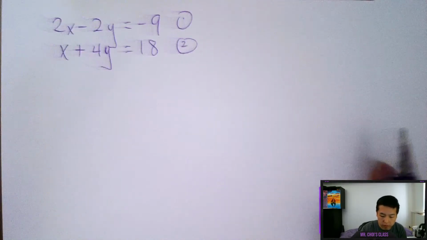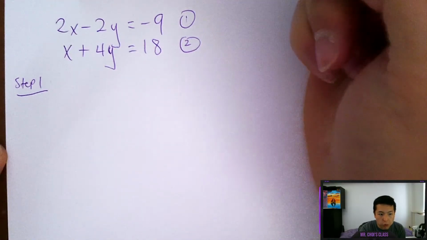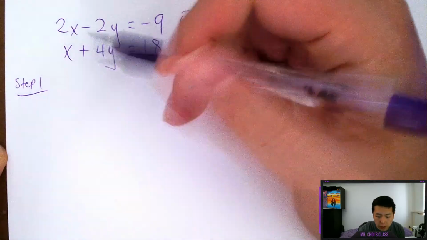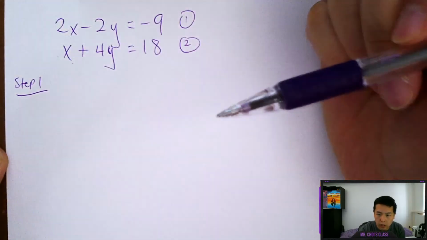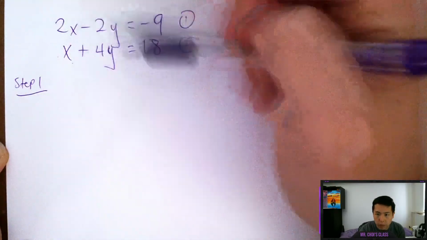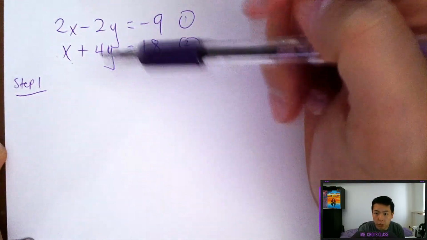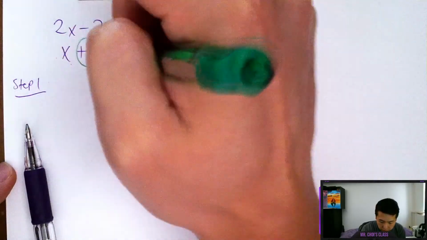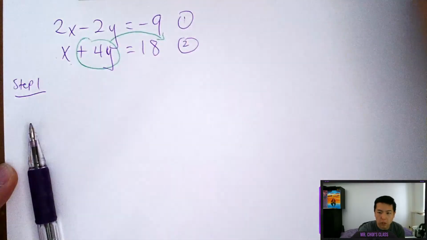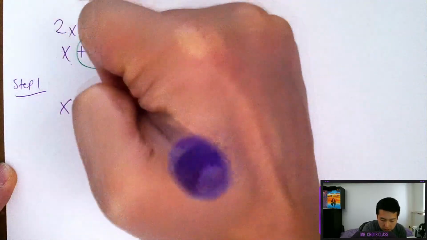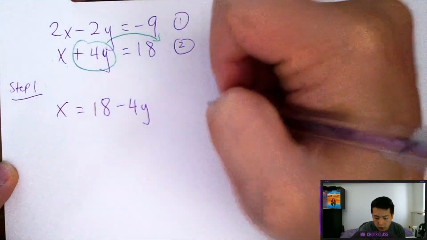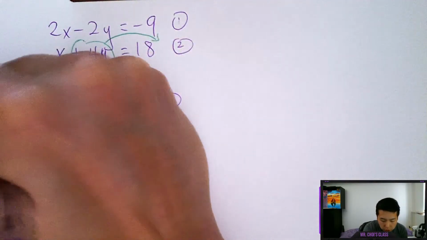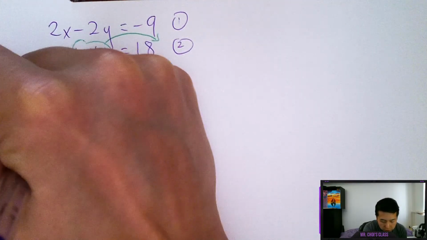So, step 1. We would take equation 2 in our situation because we have x with a coefficient of 1, in comparison to our other variables that have other numbers like 2 and 4. So when we isolate, we're going to take equation 2, move the plus 4y, and we get x is equal to 18 minus 4y as our equation 3.